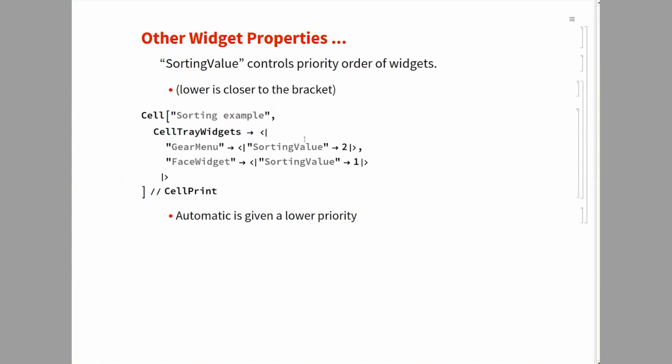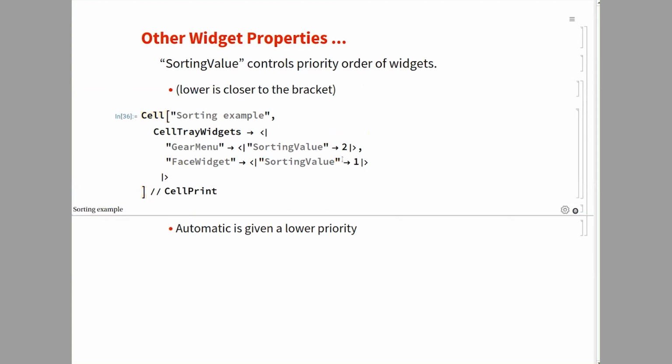You can also sort them. So if you say, hey, my widget's the most important, put it in a place where everyone can see it. We have a sorting value property too. So the lower numbers are closer to the cell bracket there.